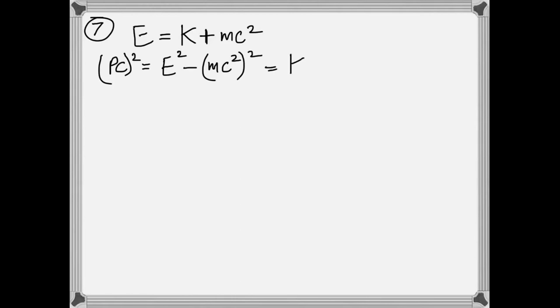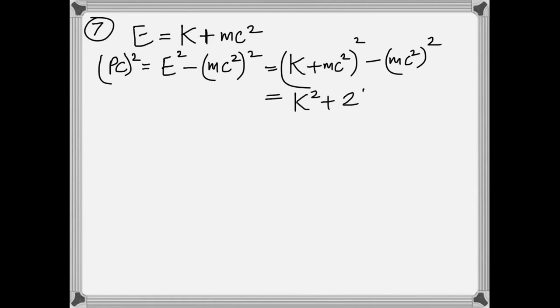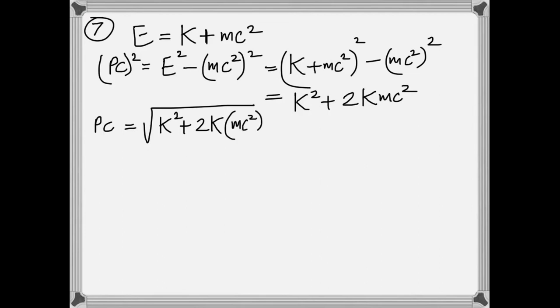Now plug in the value of E into that equation from above: (K plus mc²)² minus (mc²)². Now open that, distribute. You see that the last term gets cancelled. You only have two terms now, the first term and the middle term. And then when you take the square root on both sides, you have pc equals the square root of K² plus 2K mc². Taken out mc²... now why did we do that? Because we know what mc² is. So when you take out K², you get 2mc² by K.